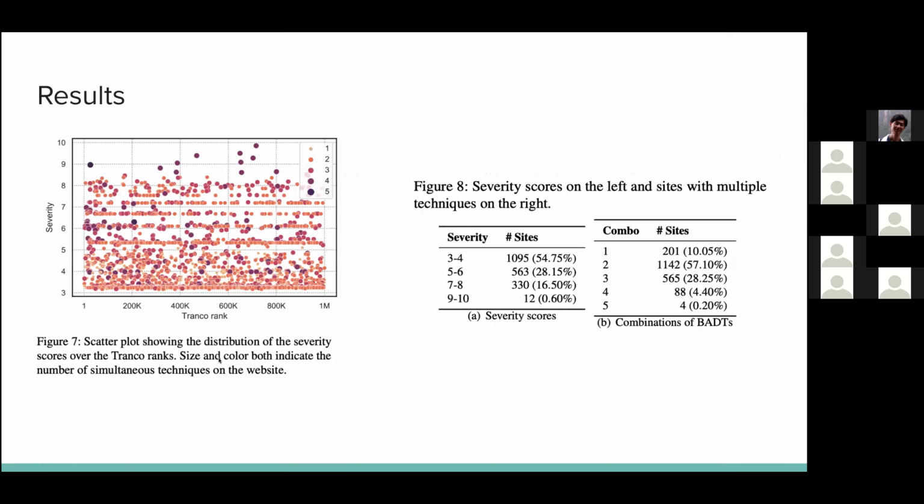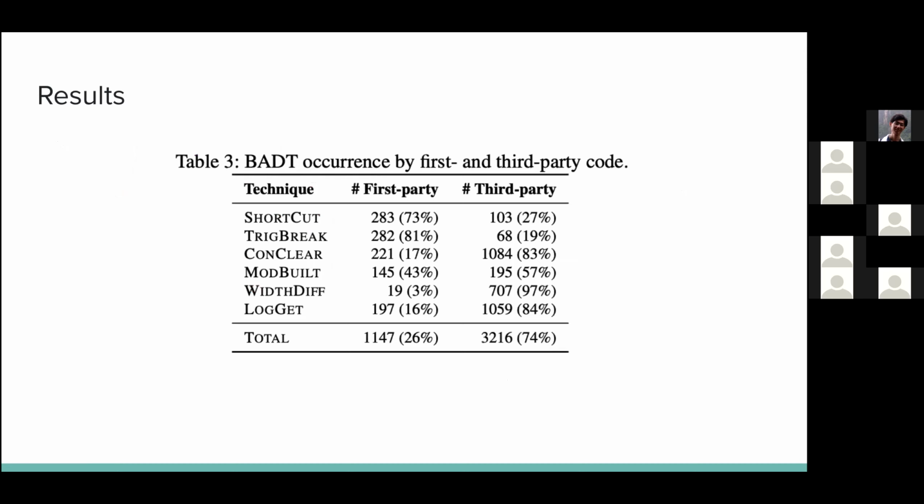So the results are as follows. The size and color show the number of simultaneous techniques on the website, and then the severity scores and number of techniques on each site are as follows. Most sites will contain either 2 or 3 techniques, and there are 4 sites that contain all 5 techniques. The authors also analyzed whether the techniques came from first-party or third-party code, and the results show that the different techniques have a very different picture. For example, shortcut was mainly caused by first-party code, whereas with difference is mainly caused by third-party code.